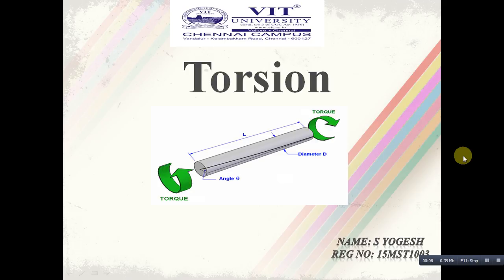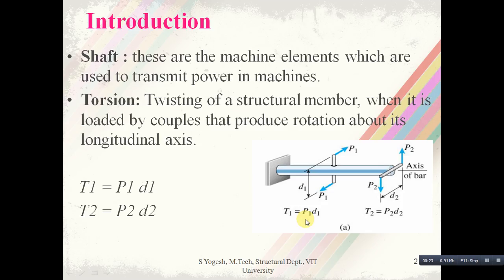Today I am going to present my topic on torsion. Torsion is nothing but a twisting movement in a rod or a shaft. At first, shafts. What are shafts? Shafts are machine elements which are used to transmit power in machines. These shafts may be hollow, solid, or tapered.